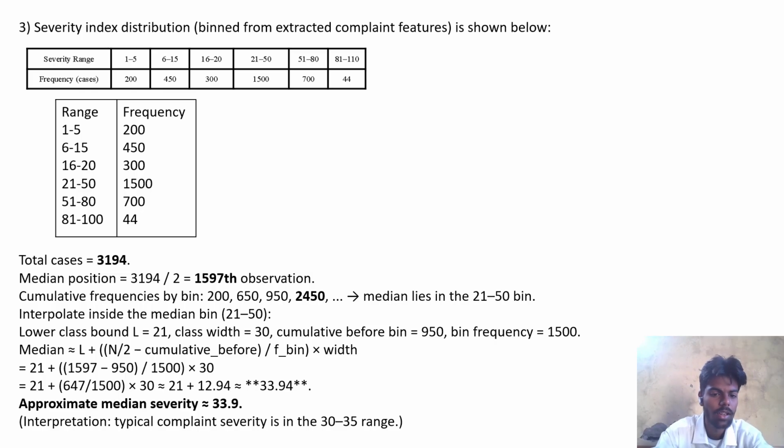The median will be the 1597th observation. Cumulative frequency by bin is given like this. The median lies in the 21 to 50 bin. Interpolate inside the median bin.